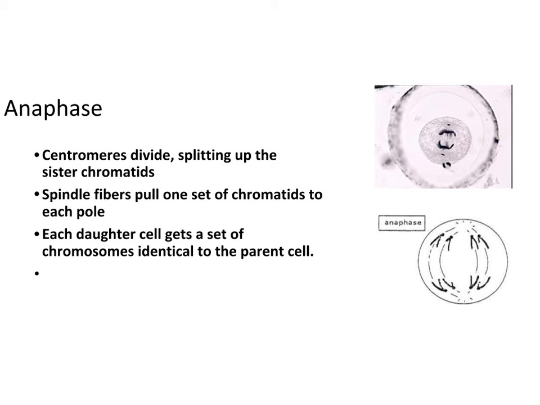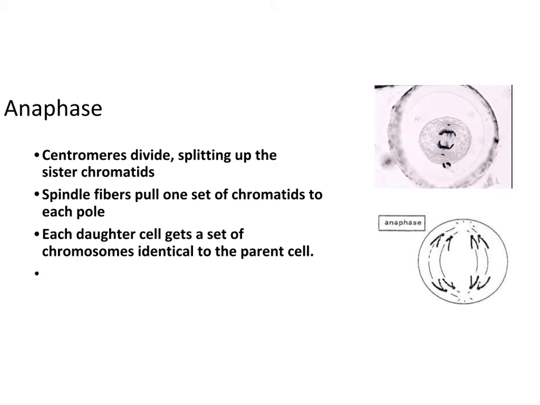The third phase is called anaphase. So in this phase, the centromeres divide. Okay, remember the centromere is like the little piece that holds the 2 chromatids together. It's like the central part of the chromosome. So it's going to allow that chromosome to break up into sister chromatids.